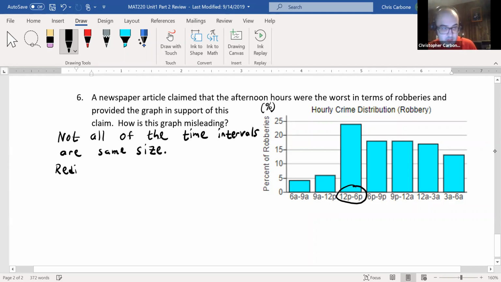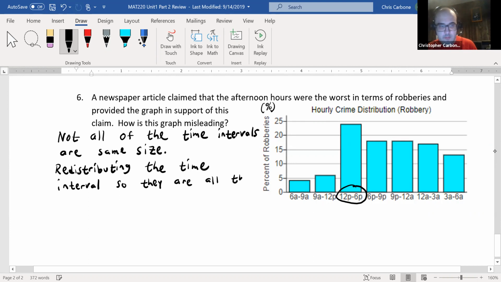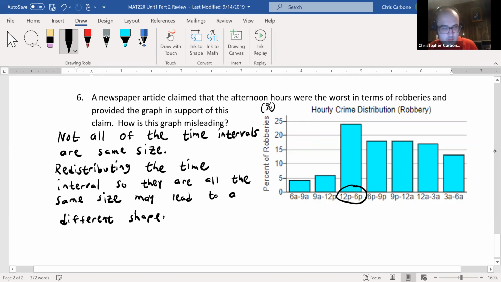Redistributing the time intervals so they are all the same size may lead to a different shape according to this graph.